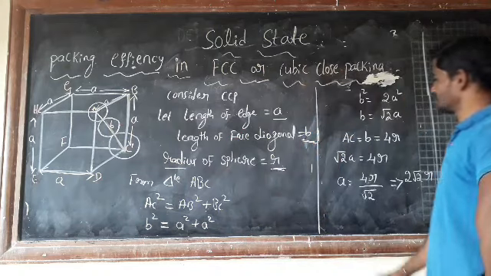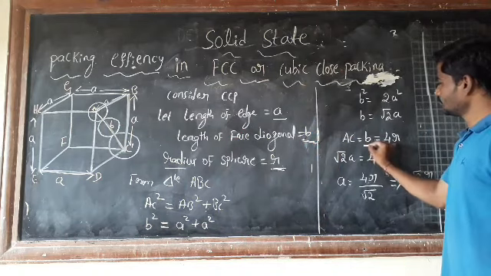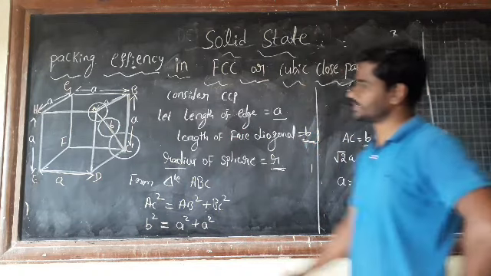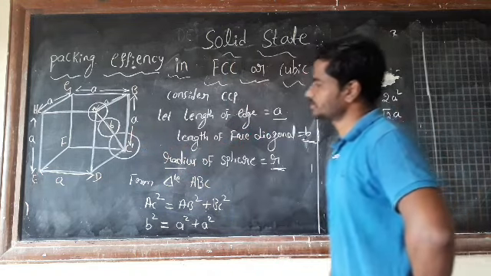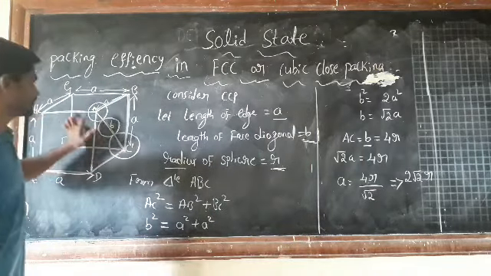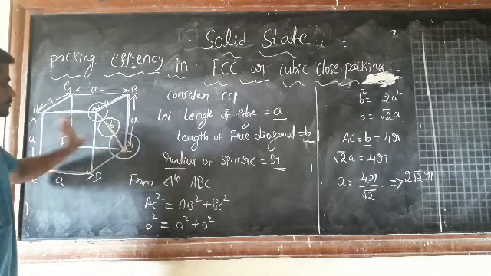Now, considering the spheres, what is the length of B? See here, in the diagonal there are 3 particles present.